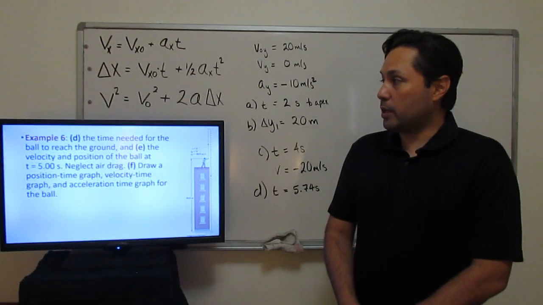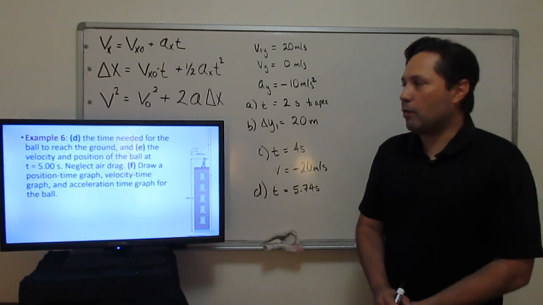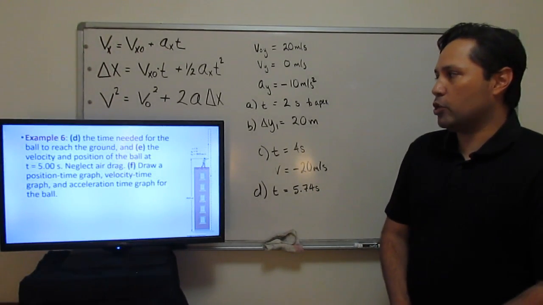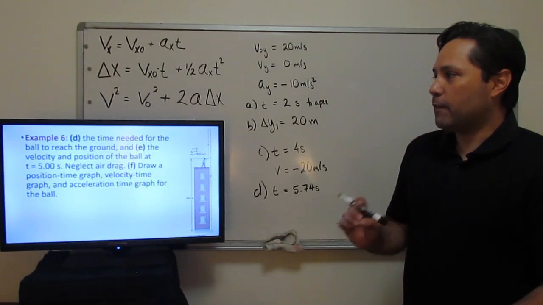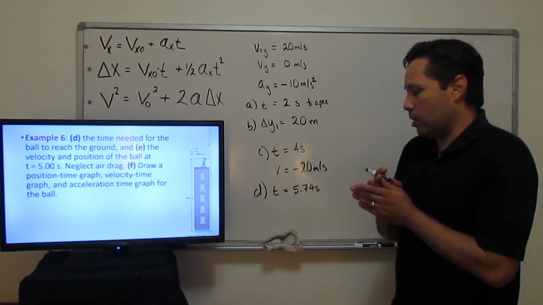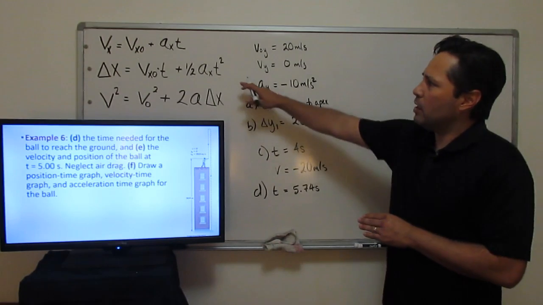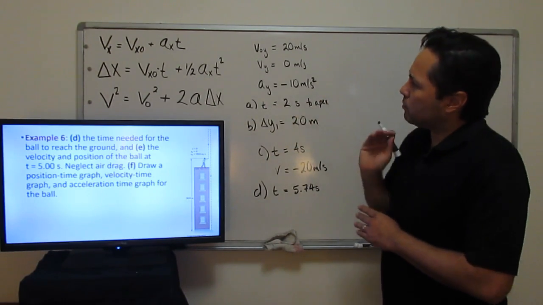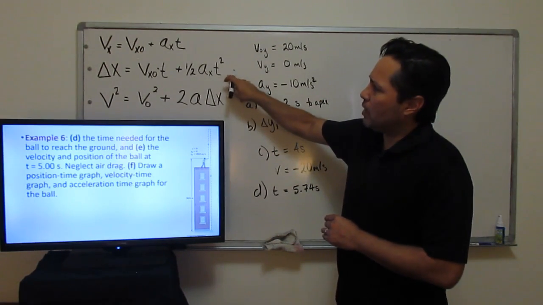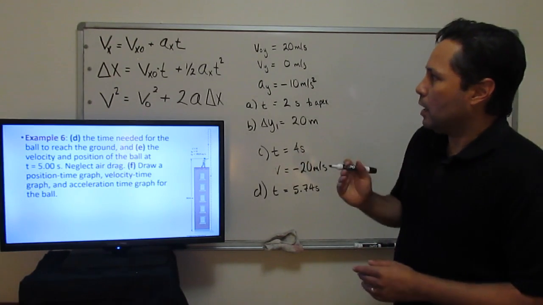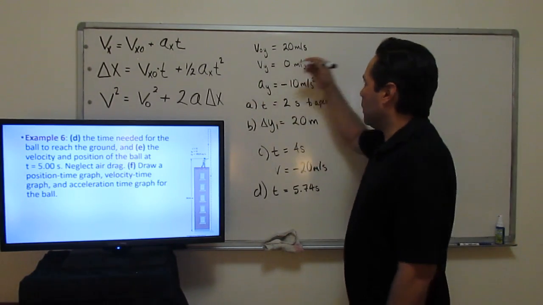Alright, now let's go ahead and take a look at part E. In this problem, it says the velocity and position of the ball at 5 seconds after it has been launched. Alright, so for the velocity, let's start with the displacement. How far down is it? This object, so we're going to use this formula right here.